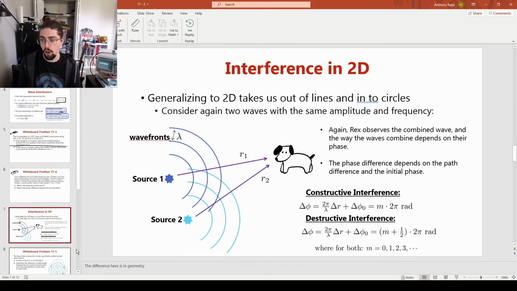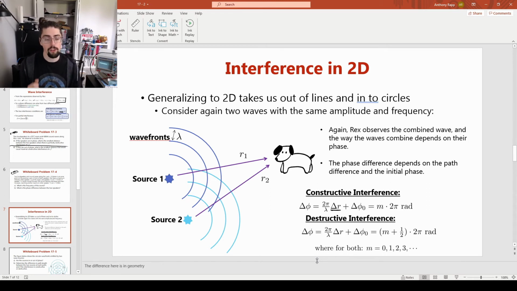What about when our waves are in 2D? No change at all. When we look at these equations, a phase difference of any factor of 2 pi is still constructive interference. A phase difference of any odd pi, 3 pi, 5 pi, is still destructive interference. The big difference is that it's a delta R instead of a delta X. Does that mean anything meaningful, though? No. It's just your distance away from the source. We could have been doing this for both of our last problems, and we would not have noticed any difference because we're focused along the x-axis.